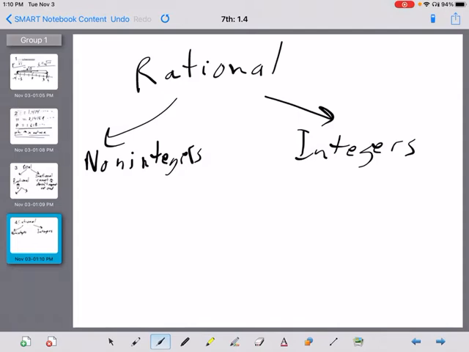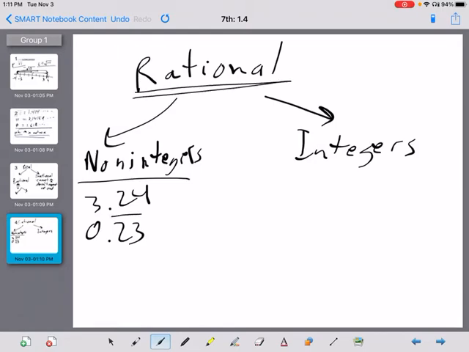So a non-integer would be something like a terminating decimal, like 3.24. That's not an integer. Or it could be something like 0.23, but with the vinculum over that, so that means the 2 and the 3 are repeating over and over again. So they're still rational. They can still be in m over n form, but they're not integers.